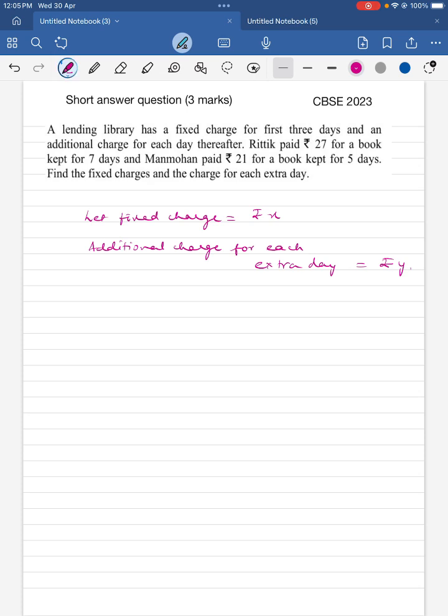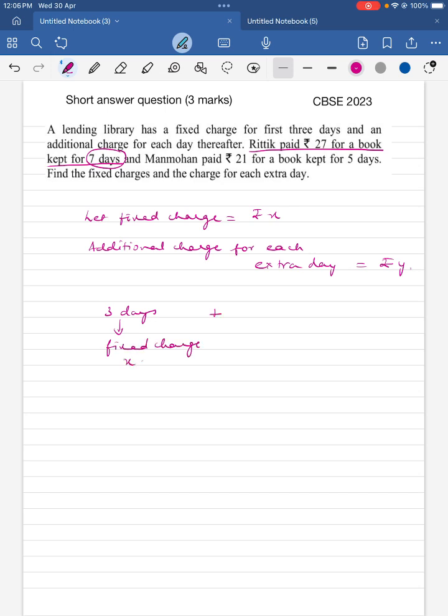Okay, now what have they mentioned in the question? They've said that Rittik paid rupees 27 for a book which he kept for 7 days. Now what is that 7 days? Let's try and understand. If he's kept the book for 7 days, for the first 3 days, right? For 3 days, he would pay the fixed charge. That is, he would pay X.